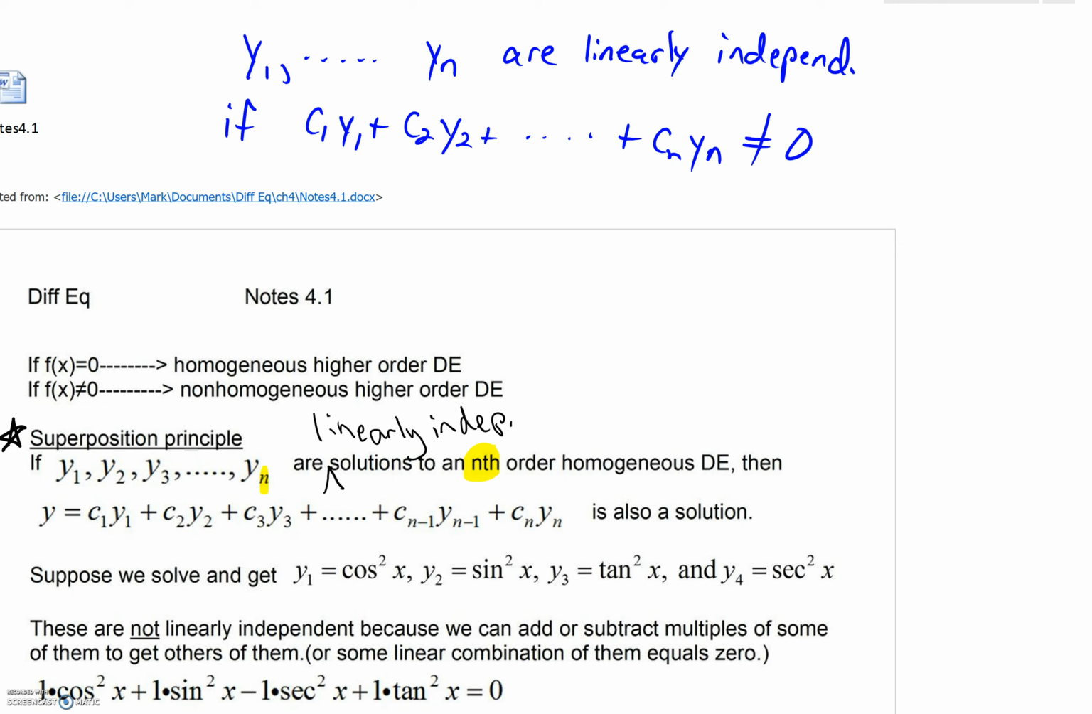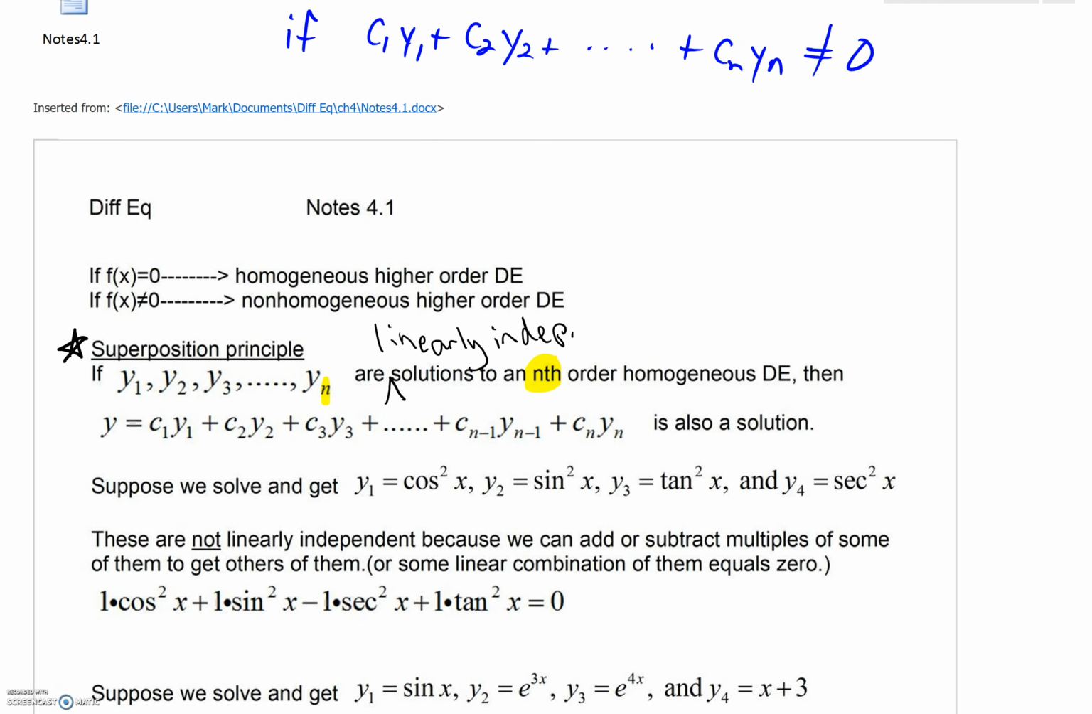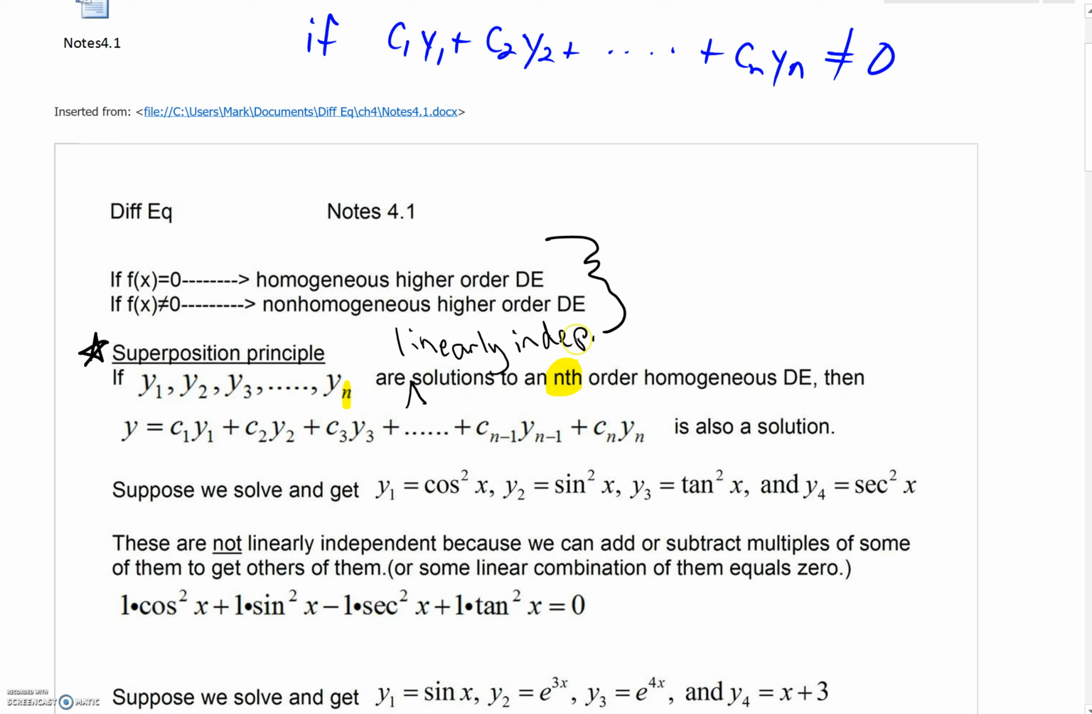Differential equations, we're now in chapter 4. And just a real quick reminder about what we've been studying so far. If the right-hand side of a differential equation is equal to 0, we will call that a homogeneous differential equation. This chapter, we're going to go to higher orders, derivatives of higher orders, of course, like a second derivative, third derivative, and so forth in our differential equation.